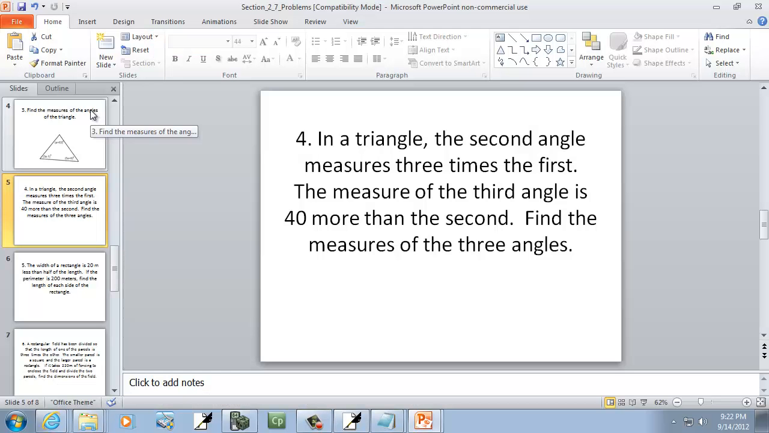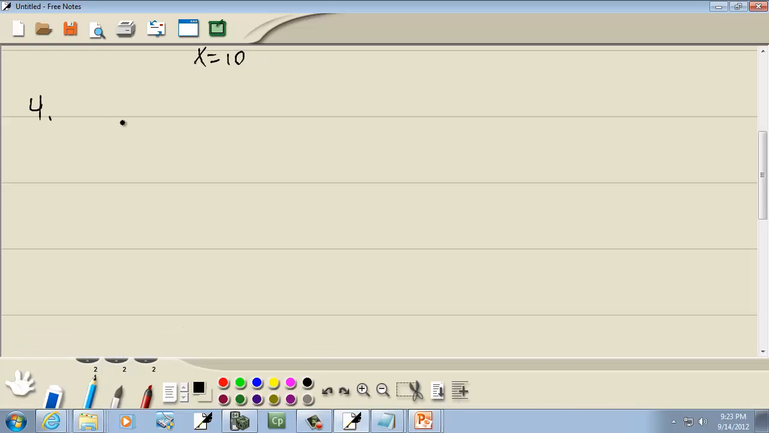It says in a triangle, the second angle measures 3 times the first. Measure of the third angle is 40 more than the second. Find the measures of the 3 angles. So it talks about a first angle, talks about a second angle, and it talks about a third angle.